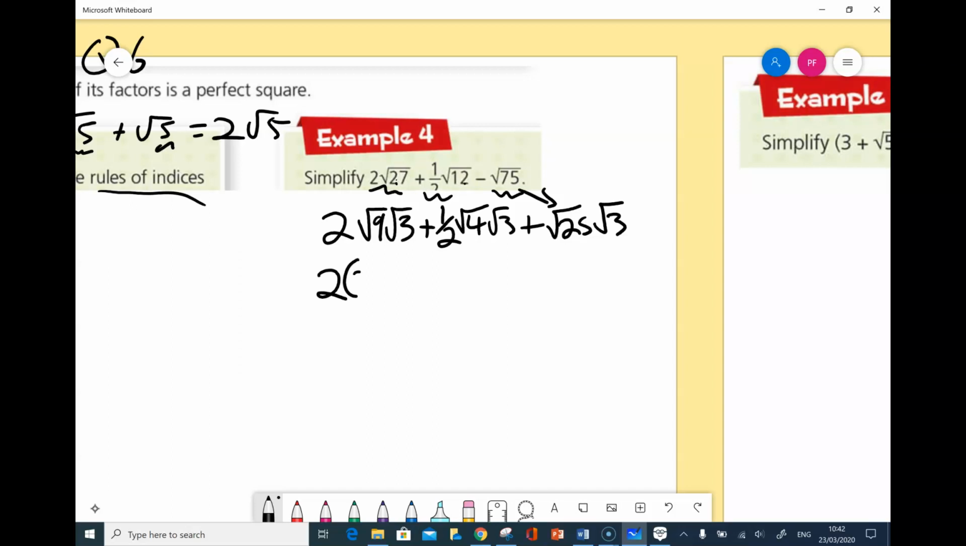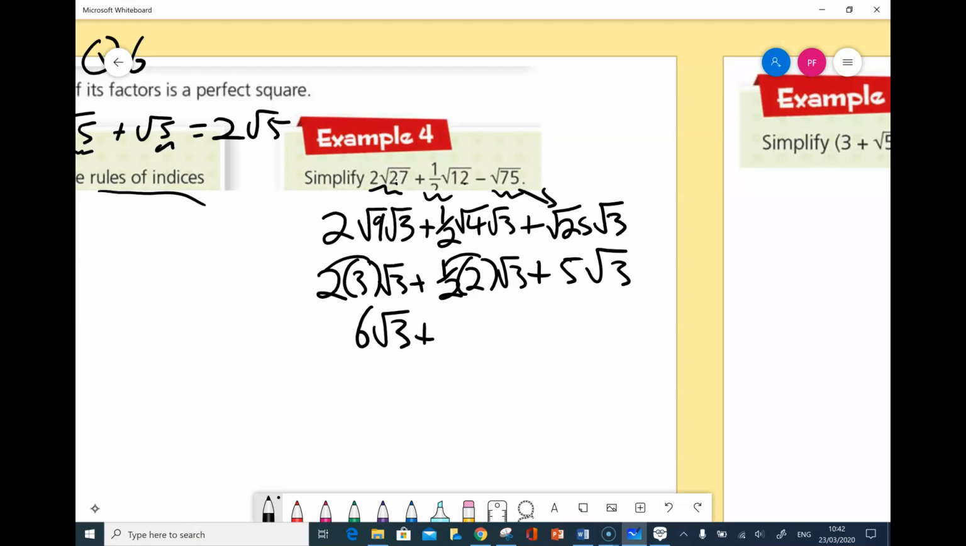So I have 2, the square root of 9 is 3 by root 3, plus a half. Square root of 4 is 2 by root 3, and the square root of 25 is 5 by root 3. 2 times 3 is 6, so it's 6 root 3. A half multiplied by 2 is 1, so it's 1 times root 3, plus 5 root 3. Now they're all like terms. 6 root 3 plus 1 root 3 plus 5 root 3 is 12 root 3. Right, let's move on to the question applying to that.